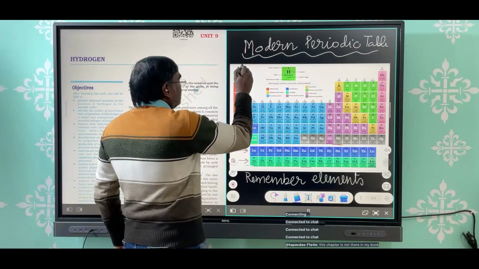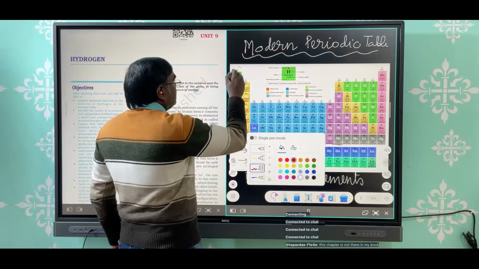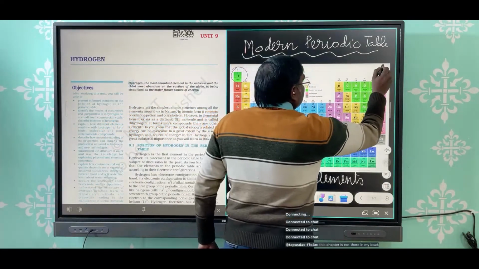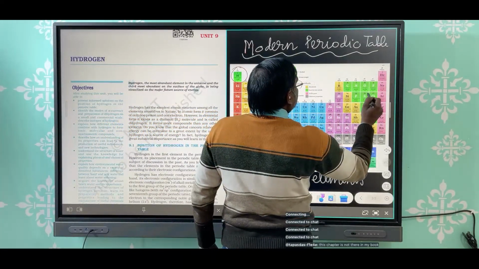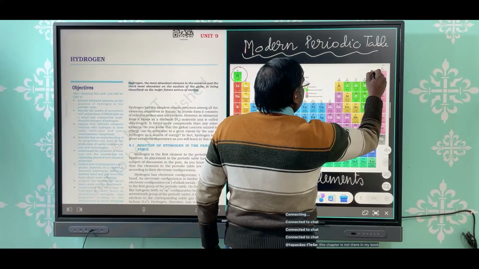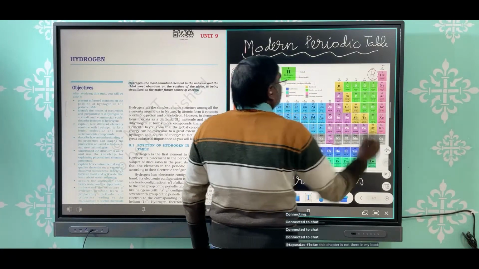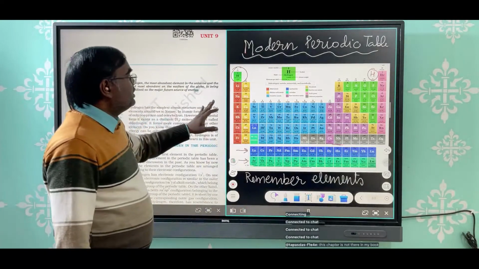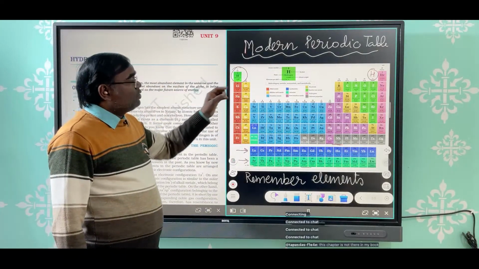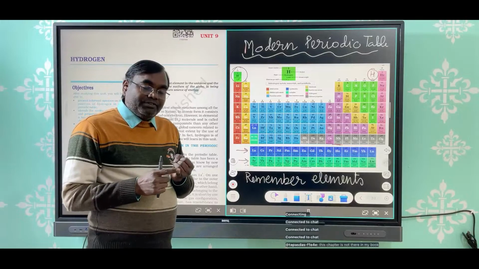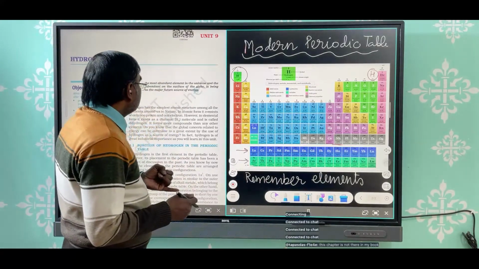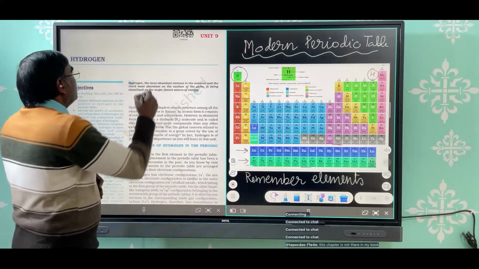That's why it is here. It is here and here. And the second one should also be here, but it is not kept here. See, hydrogen, let us discuss some.